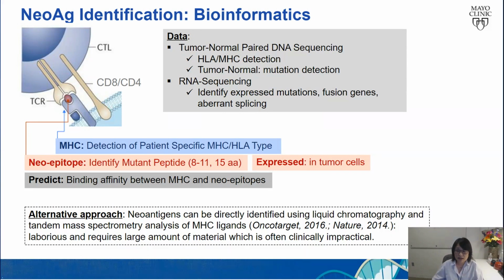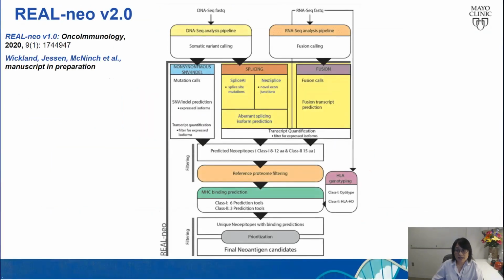First, patient-specific MHC is genotyped. Second, potential new epitopes from mutated proteins that are expressed in tumor cells are generated, and then bindings between MHC and the neoepitopes are predicted. At Mayo, we developed an in-house bioinformatics framework called RealNeo. Here is a diagram of the version 2 of the pipeline.